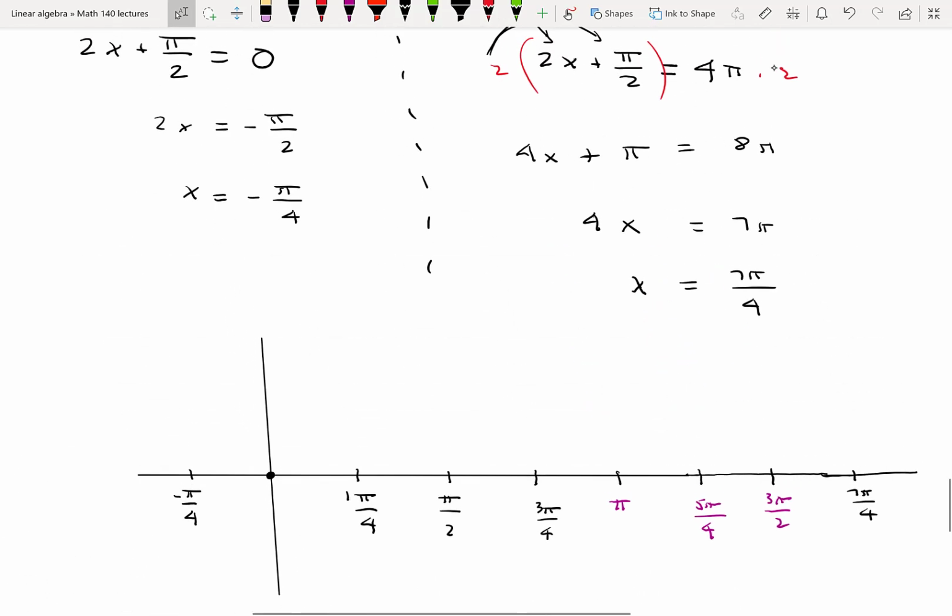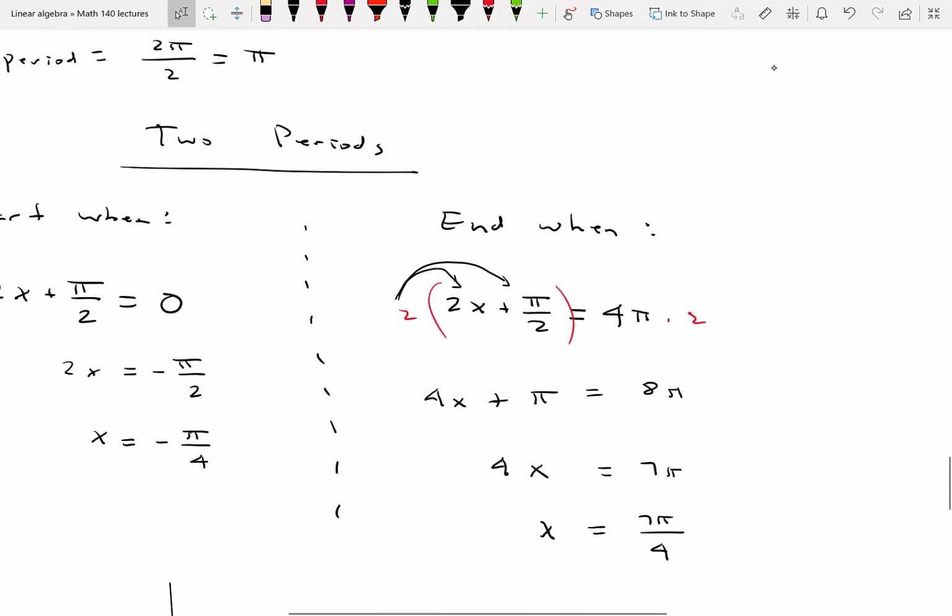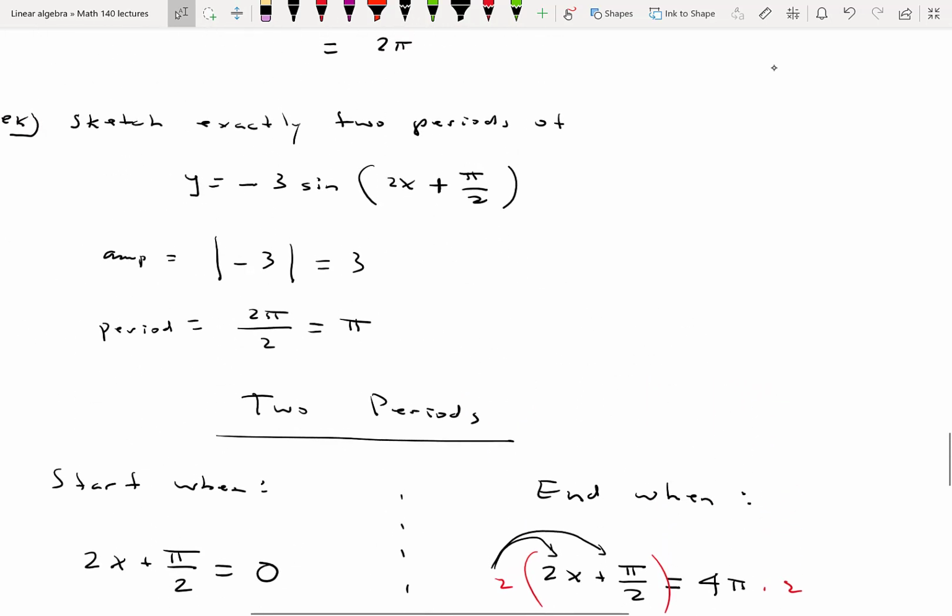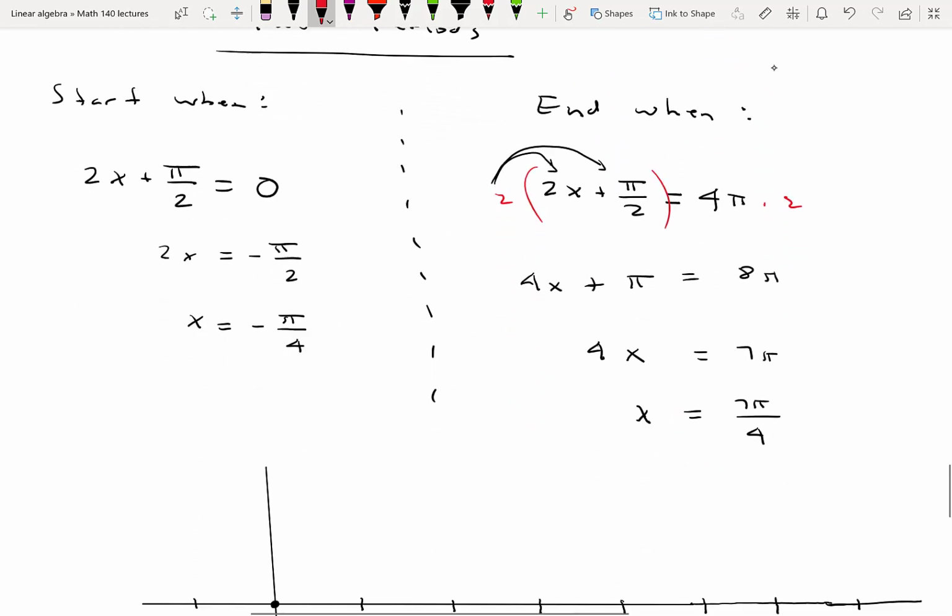Our function, rather, is an upside down sine function. The negative tells us that it's an upside down sine function. So we expect our graph of 1 period to look like an upside down sine. So is our graph going to look like that red graph? No, that's 1 period. Our graph's going to look like that twice. We have 1 period and we have 2 periods. So we know what the shape is going to be.